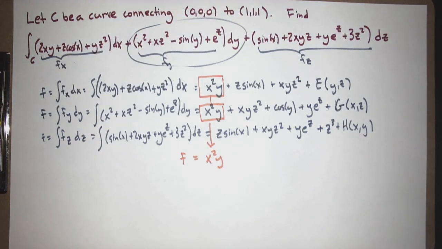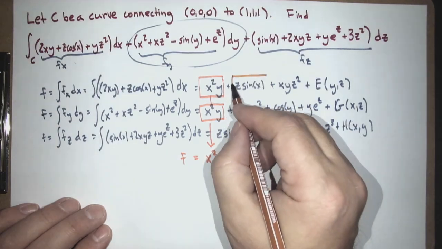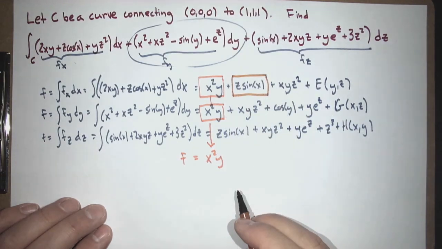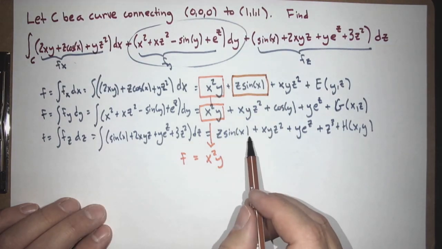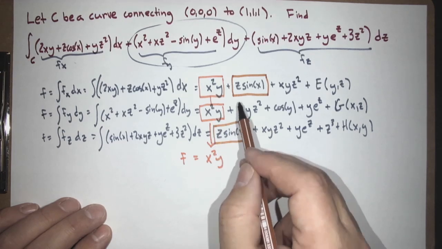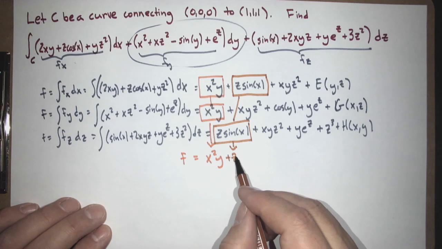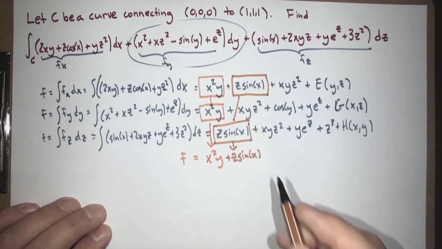All right. What else do we need to check for consistency? Z sine x. That involves both z and x. So I check, integrate with respect to z. Do we see z sine x? Well, yes. Consistency. So that's going to be another one of our terms. Anything else that we need to check?